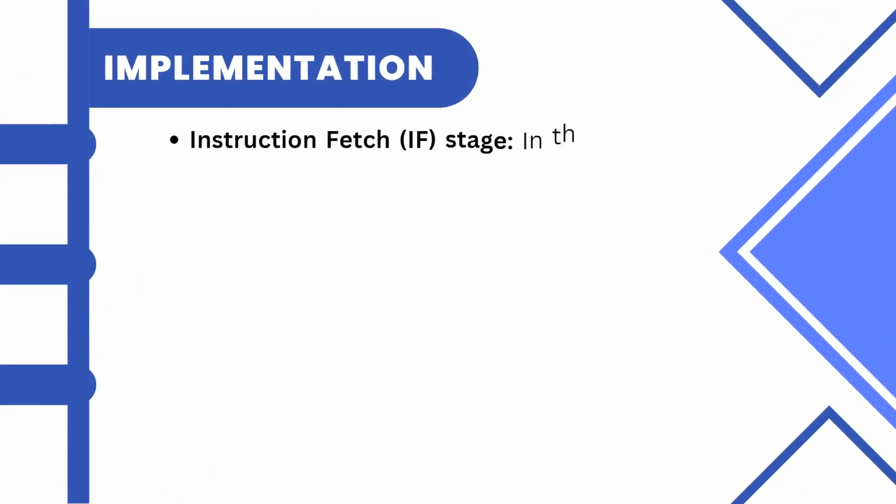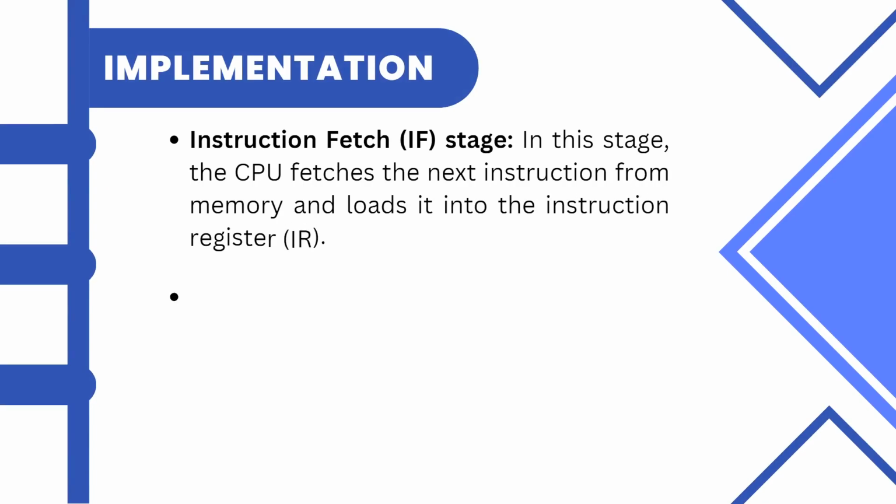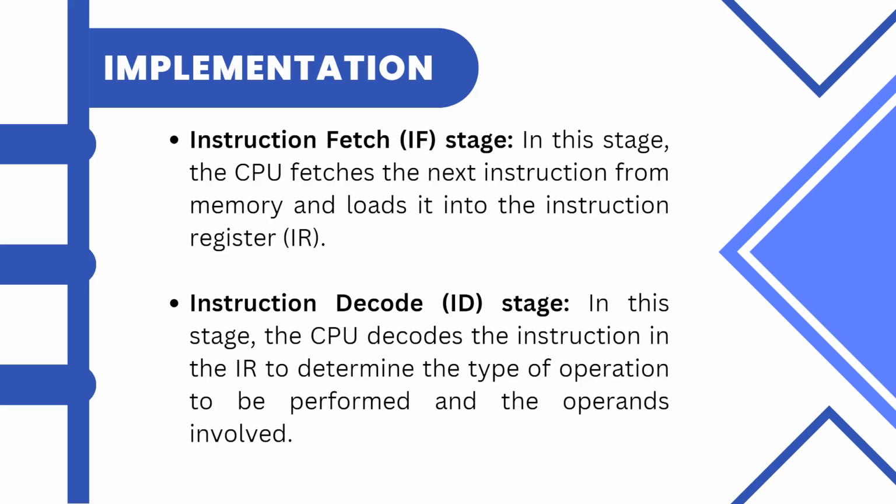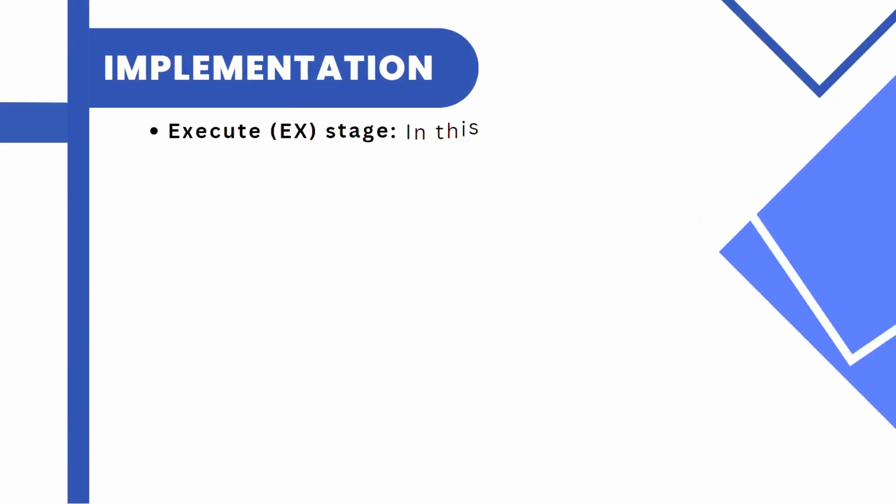Now that we've seen the pipeline processing flowchart, let us move towards implementation. Now there are various stages of implementation. First being the instruction fetch stage. In this stage, the CPU fetches the next instruction from memory and loads it into the instruction register, IR. The second stage is the instruction decode stage. In this stage, the CPU decodes the instruction in the IR to determine the type of operations to be performed and the operands involved. The third stage is the execute stage.